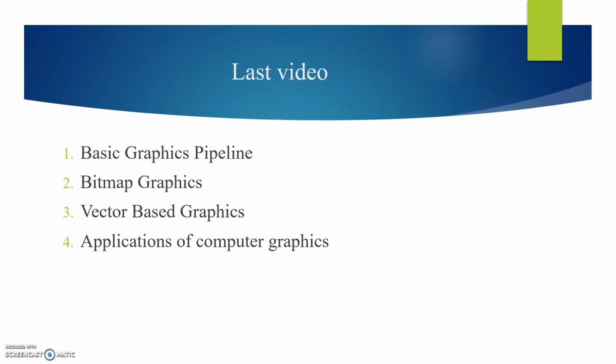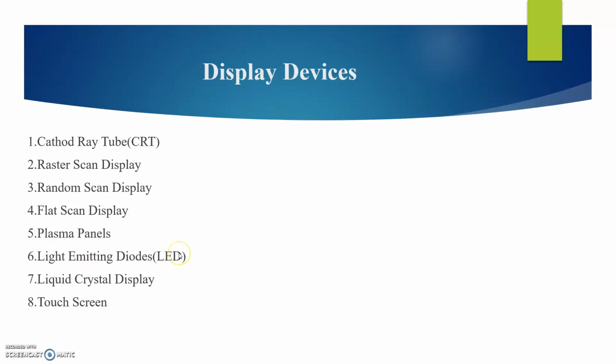Just revise what we have studied in the last video. In the last video, we have studied what is the basic graphics pipeline, what do you mean by bitmap graphics and vector-based graphics. In a simple way, you can see that bitmap graphics are not as sharp images as vector-based graphics. Vector-based graphics images are more sharp. Then we have seen what are the applications of computer graphics.